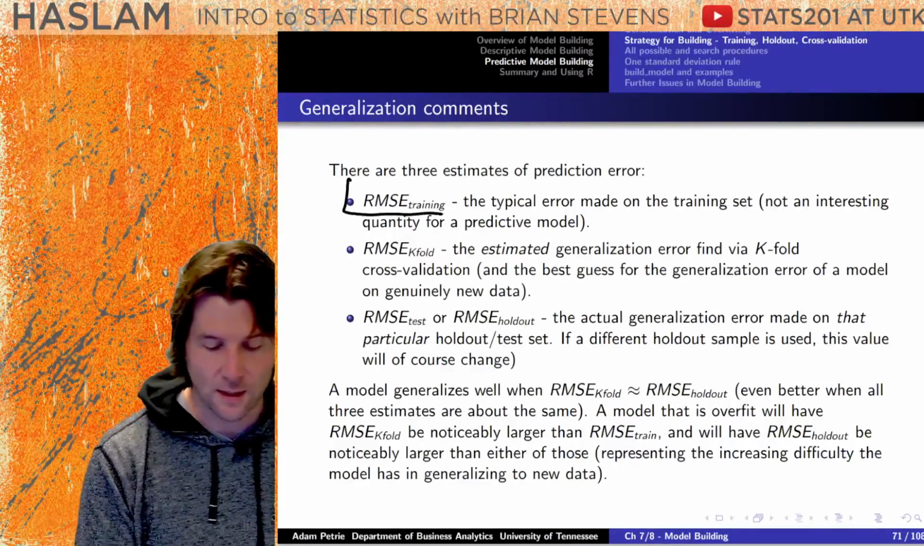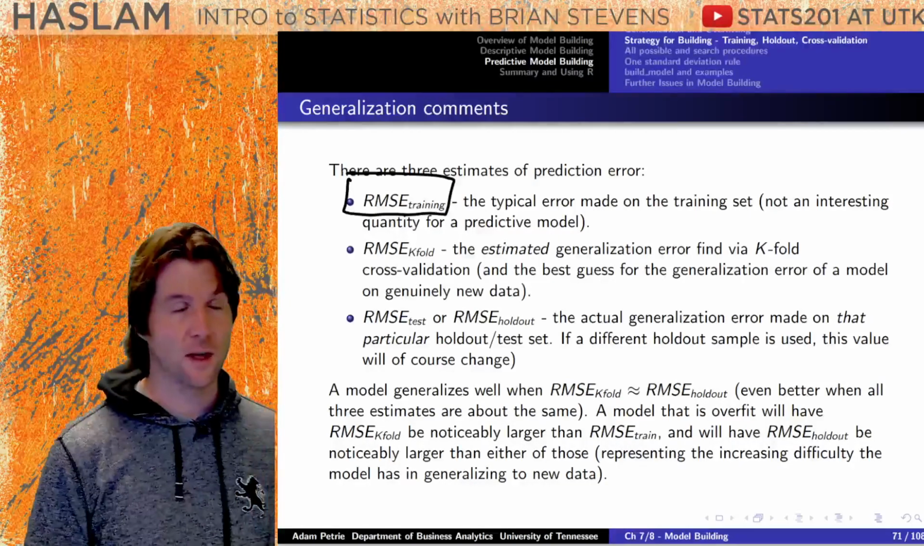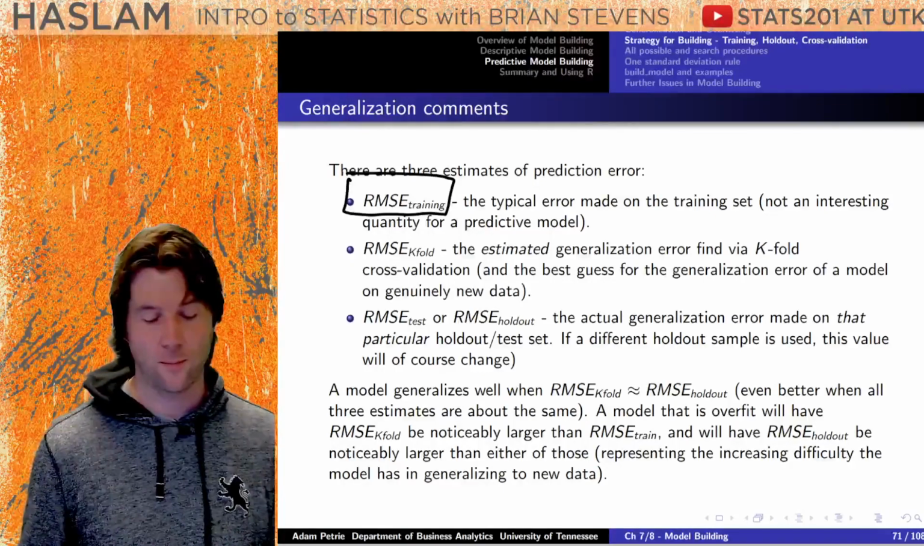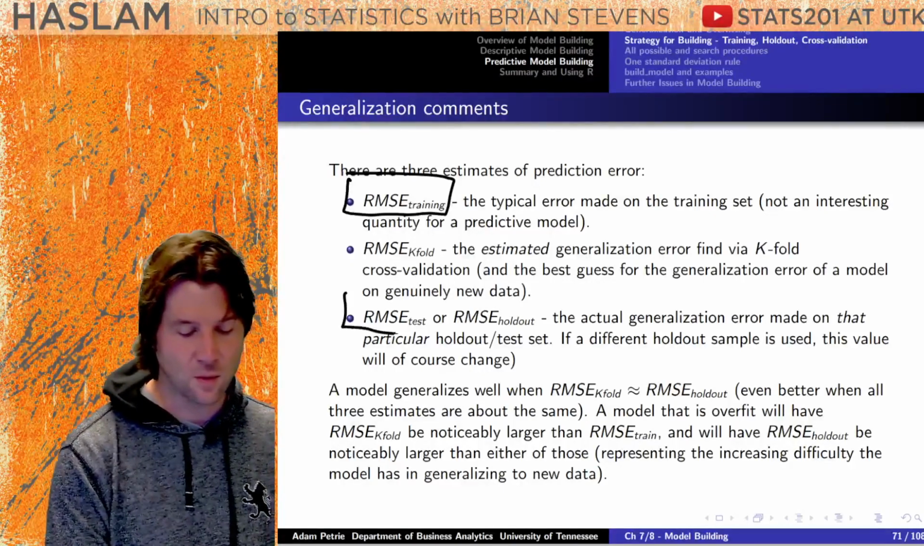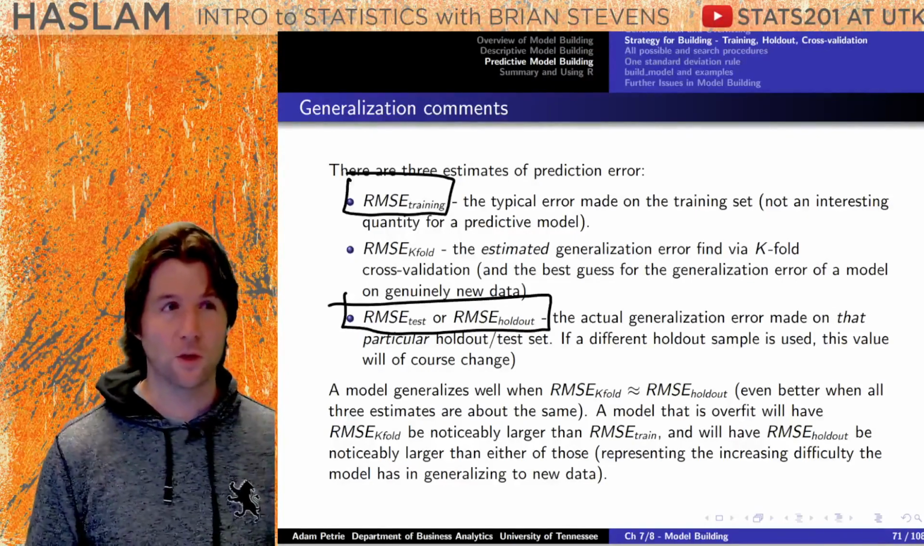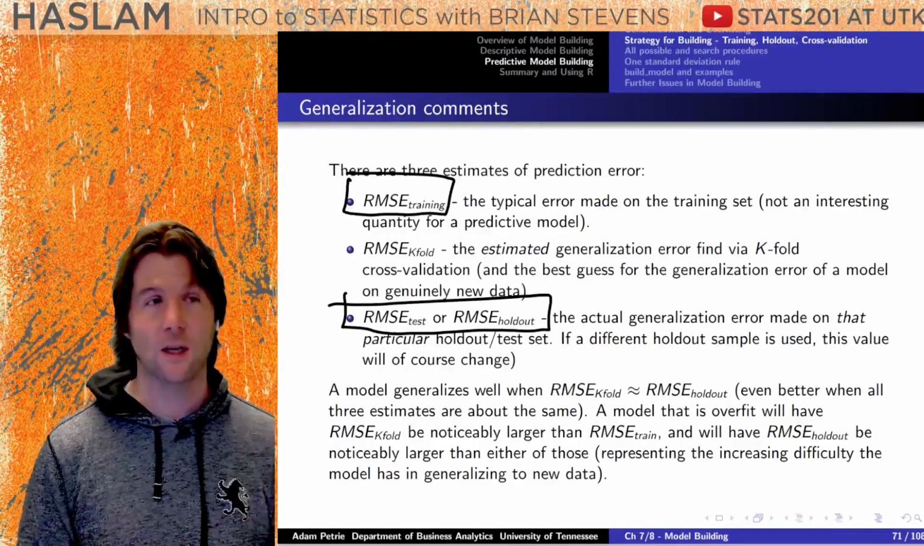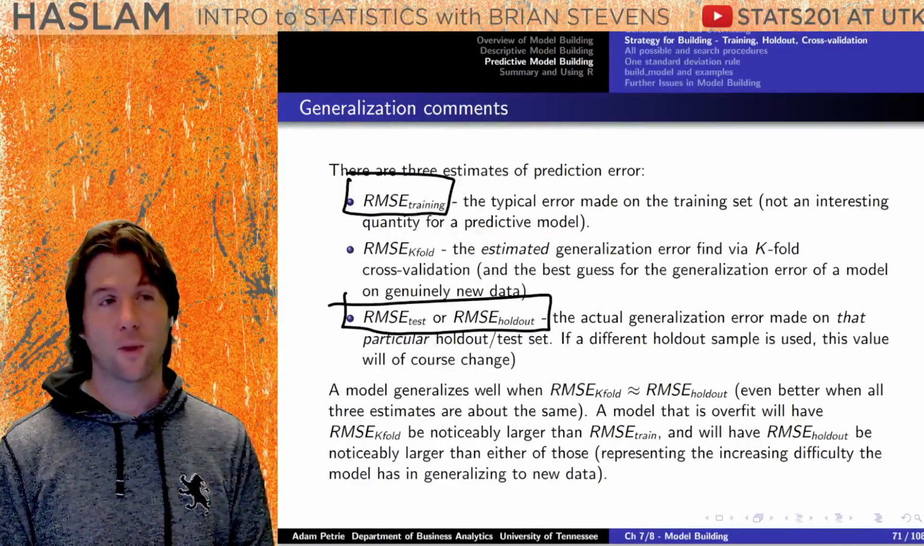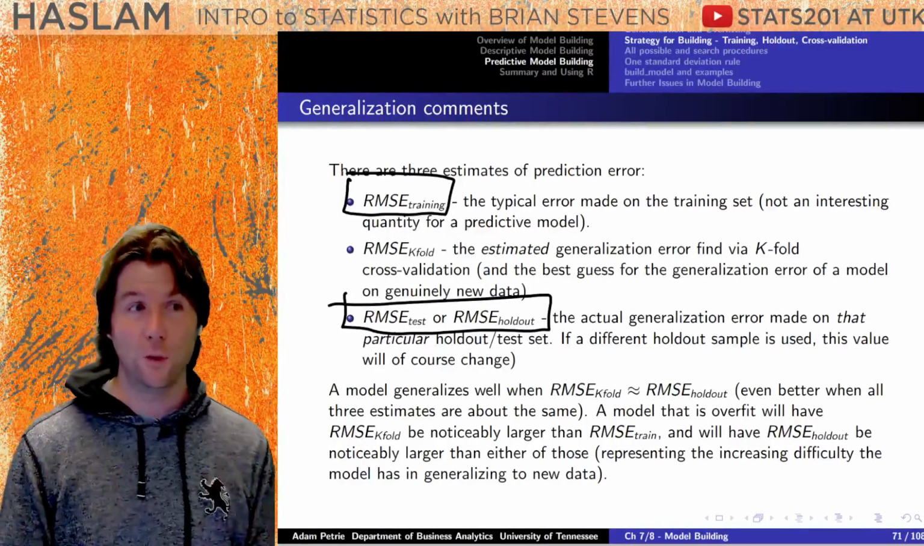RMSE of the training is the typical miss the model makes on the data it was created from. How well does it work from what we learned from? RMSE of the test or the holdout, they're the same thing. Some people just call it the test data because we are going to test on it. Some people call it the holdout because you hold out the data. So they're synonymous right there. But that is how does it work on new data.